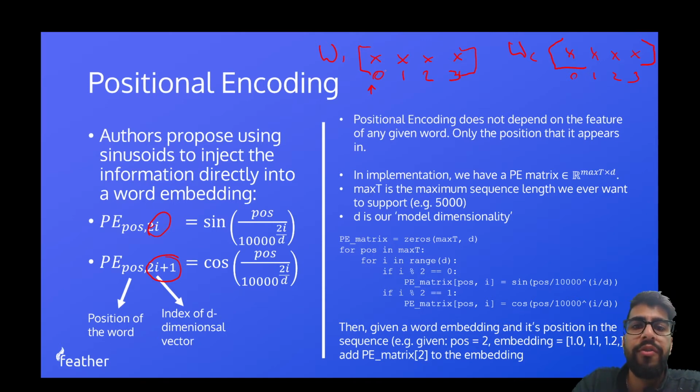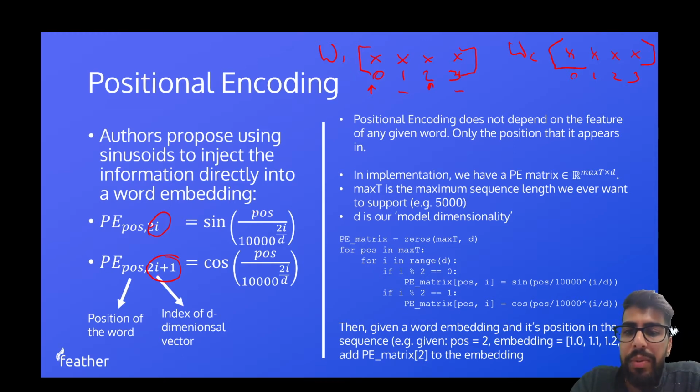Okay, so 2i will refer to 0 and 2, and 2i plus 1 will refer to 1 and 3. So for the even indices inside of this vector of word 1, we will apply this formula. We will say sine of pos, so 1, or I guess 0 in some cases, divided by 10,000 to the power of 2i over d, and then we will have the odd indices of the d-dimensional vector.